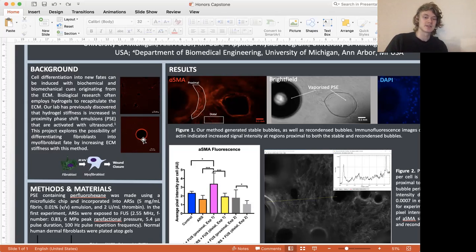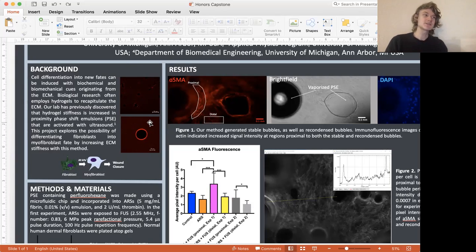As you can see in these images here, some of the bubbles form when we hit the emulsions with ultrasound. There's a stable bubble here and then some smaller recondensed collapsed bubbles in the top image. But the important thing here is this halo effect that you see. That's indicating that there is an increased stiffness of the matrix at the peripheries of these bubbles.